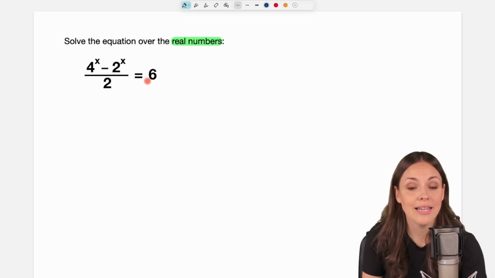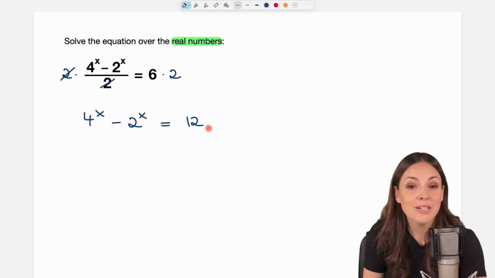First of all, let's simplify this equation a little bit because we have this fraction here. We can get rid of this fraction by multiplying by 2 here on this side and on the other side as well. Then we can cancel out the 2 here and only the numerator is left. So we have 4 to the power of x minus 2 to the power of x, and on the other side 6 times 2 equals 12.